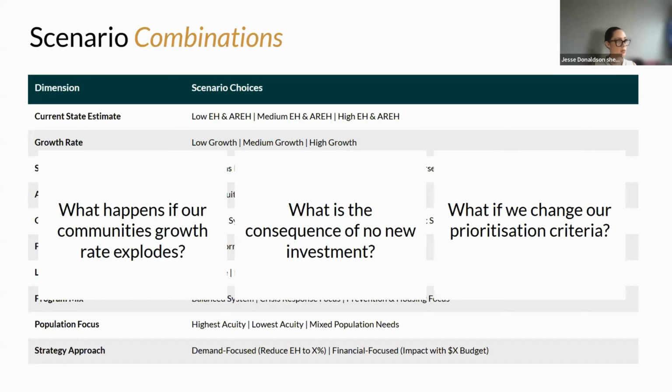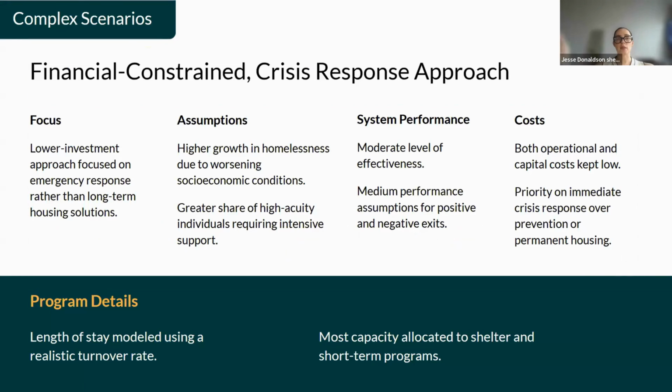So one of the interesting things we have on the model is each program type, you decide which population it's targeting, or you can split it. So is it targeting people at risk of experiencing homelessness, or is it targeting people experiencing homelessness? And how do those decisions change what the outcome will be? Then you can get more complex, and I'll send this to you.